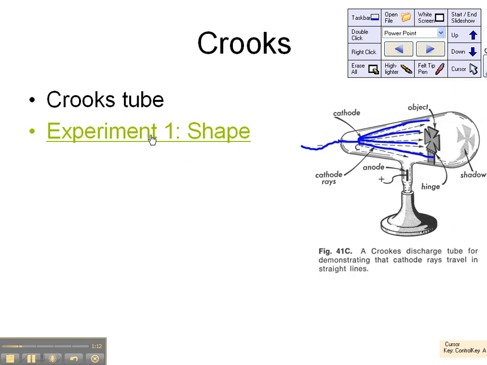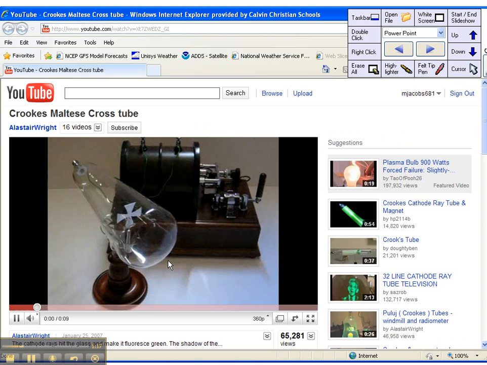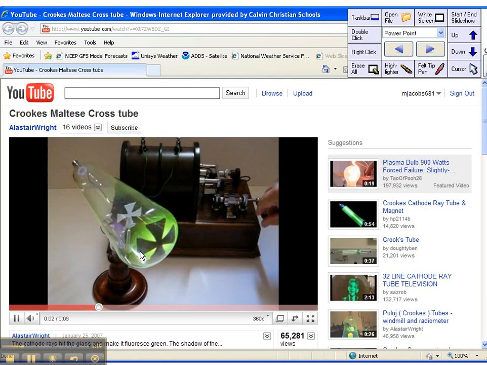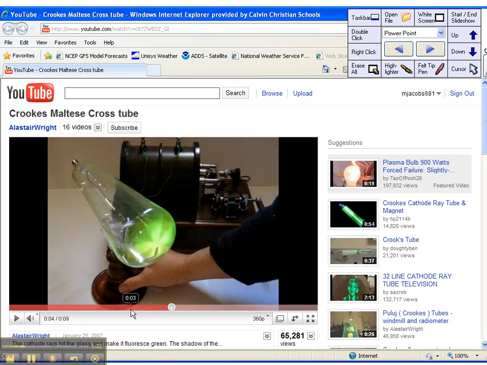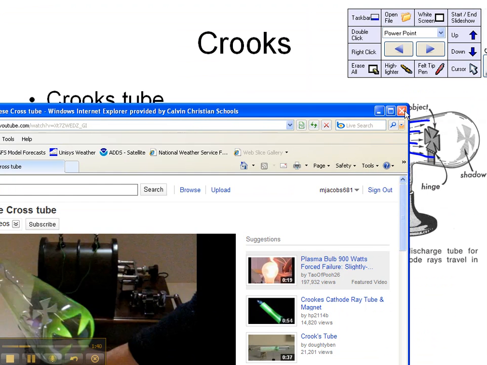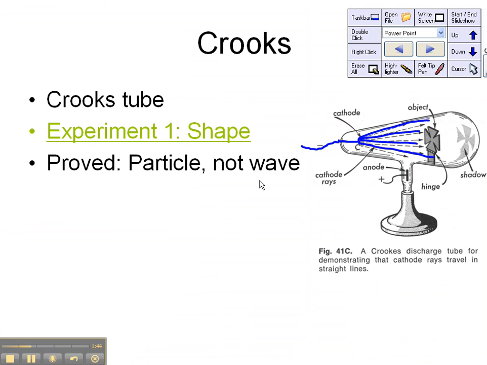The first experiment that he did was he put a shape in it. The shape happens to be a Maltese cross, but he put a shape in it, and you can see, right here, that it makes a shadow with a very defined edge. There's the shape right there, and it's making a shadow with a really, really clear cut edge. That taught him something very important. That told him that it was a particle and it was not a wave. Whatever this green fluorescence is, it's a particle and not a wave.